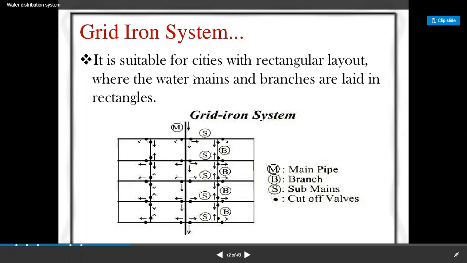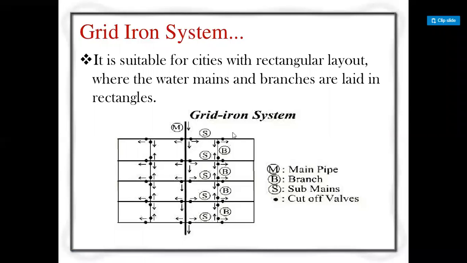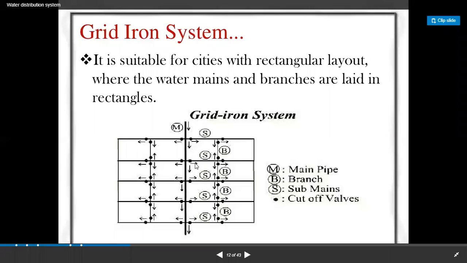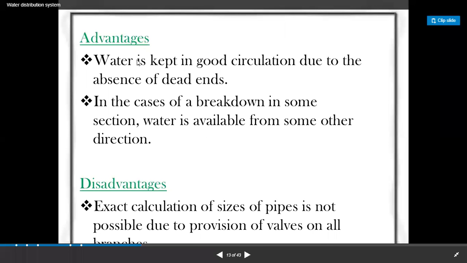Now see again, it is suitable for cities with rectangular layout, where the water mains and branches are laid in rectangles, and one main pipe is provided in the gridiron system, and for that main pipe the first sub mains are provided at some interval, and then branches are provided to that sub main. Now see what the advantages of that gridiron system are.